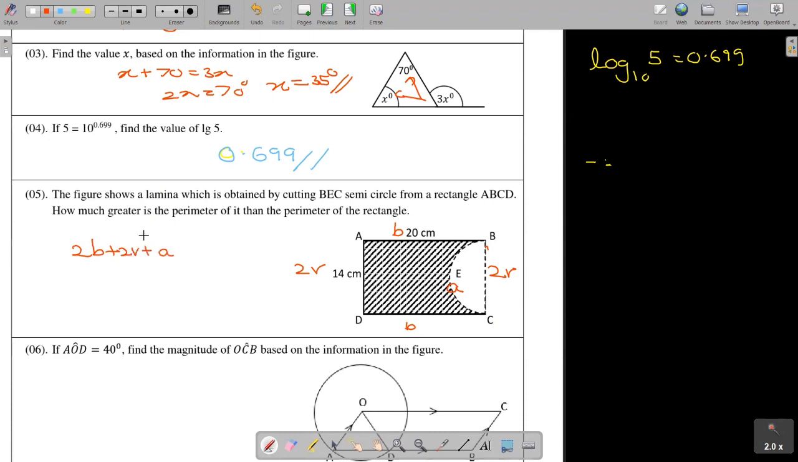What is the rectangle? The rectangle is just 2B plus 2R plus 2R, which is 4R. Then finally 2B and 2B cancel. 2R minus 4R is minus 2R. So A minus 2R. You have to find this arc length.